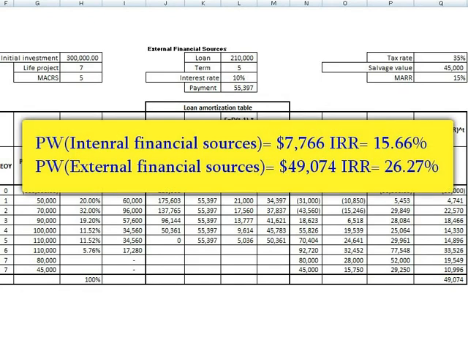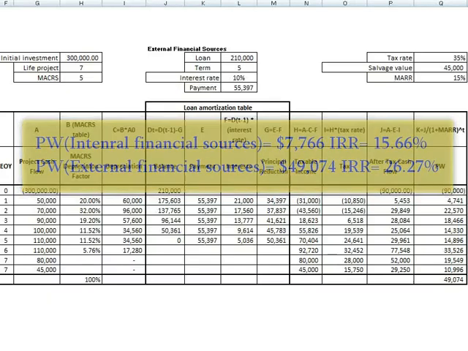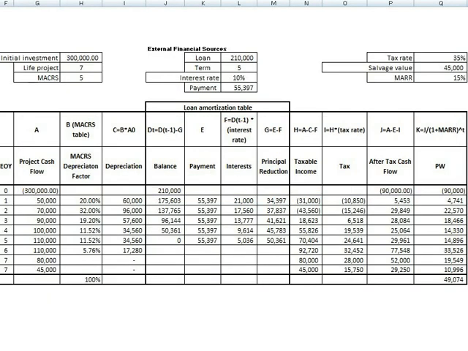So compare the previous number, $49,074, with $7,766. So you see it's a significant increment in the present worth of the project, and the main reason for that is because now we are paying fewer taxes, and we need a lesser amount of our investment from our own sources, and that makes it a much more attractive project, both from the perspective of the present worth and the dollar per dollar invested.